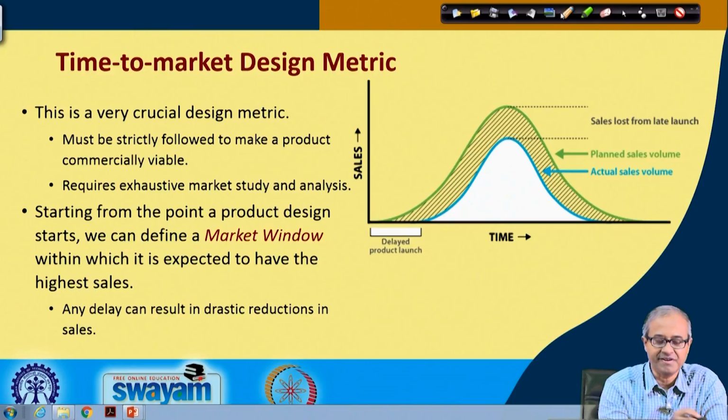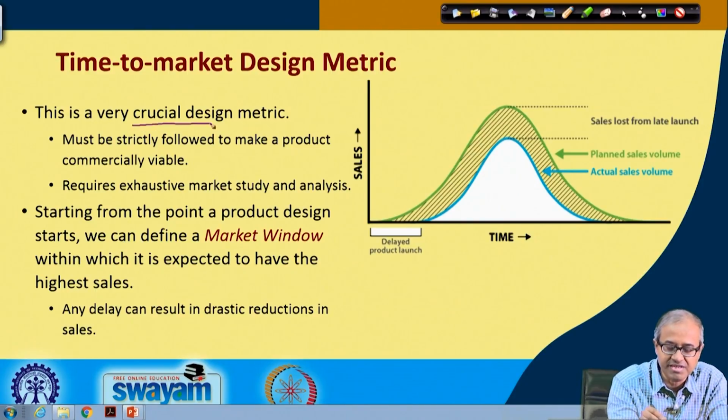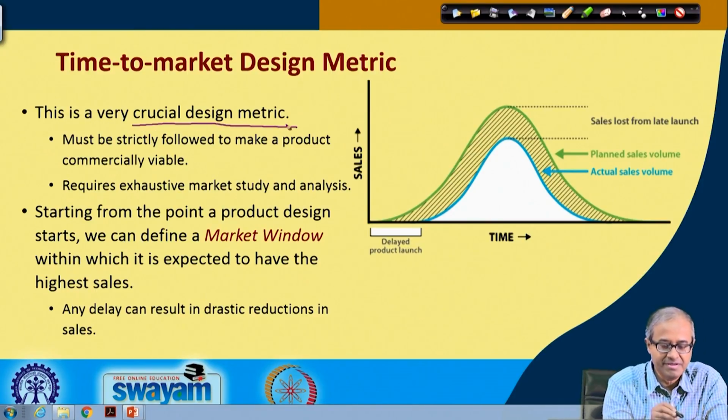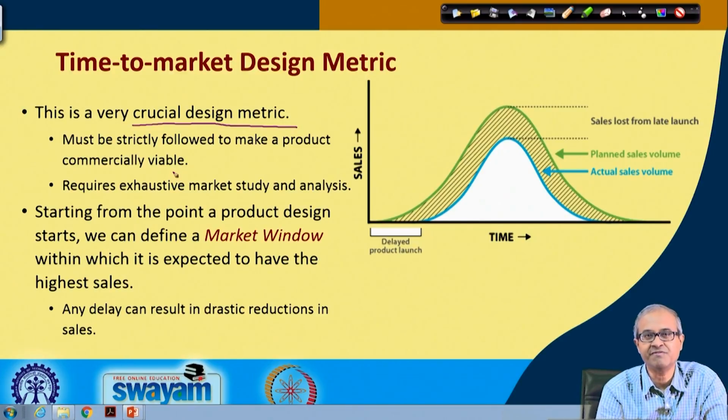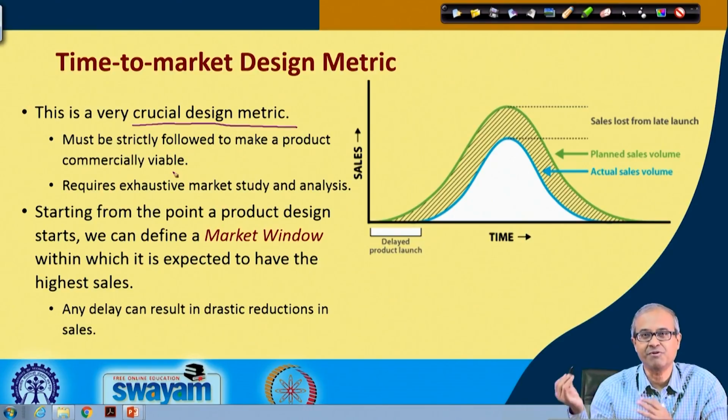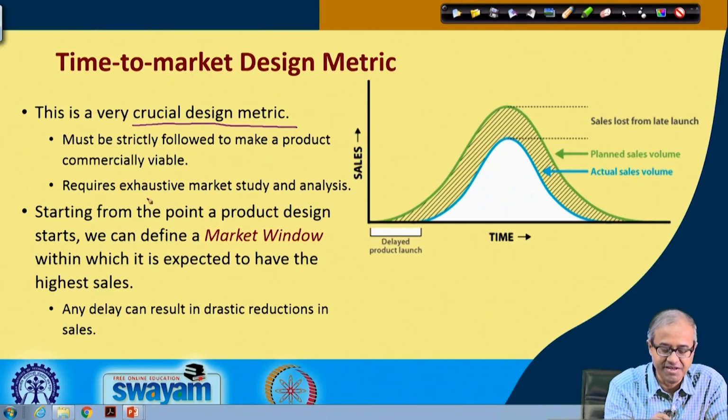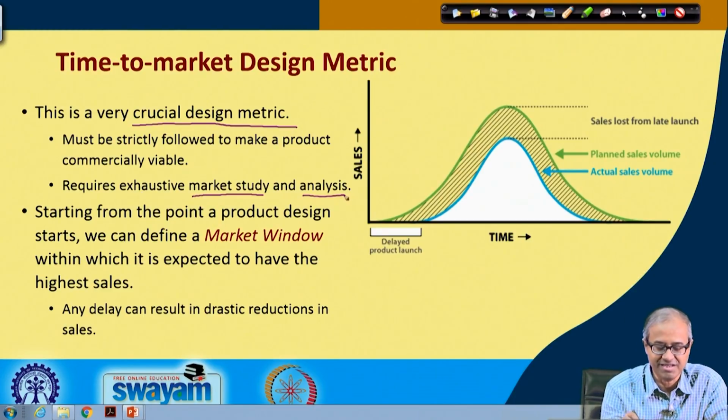Time to market is a very important, crucial design metric. As I said, it must be strictly followed to make a product commercially viable. If you delay the launch of a product, you may incur a big loss. Maybe some of your competitors have already hit the market with a similar product, and people will naturally buy from them and not from you. Okay? And this requires very careful market study and analysis.